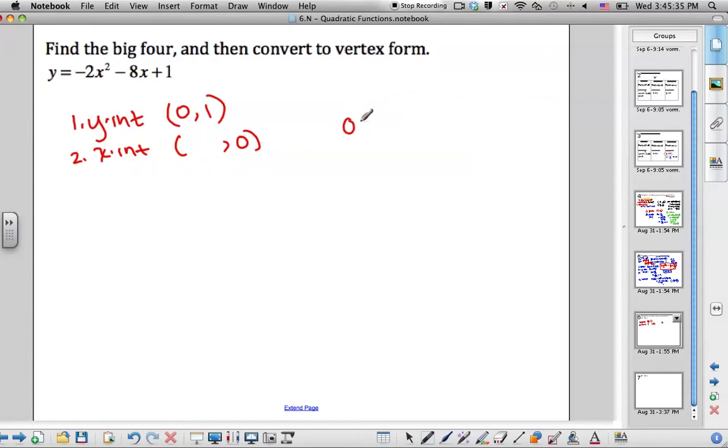Okay, so we want to factor this, right? 0 equals -2x squared minus 8x plus 1. That doesn't factor, does it? Well, we know how to use the quadratic formula, so we could do it that way.